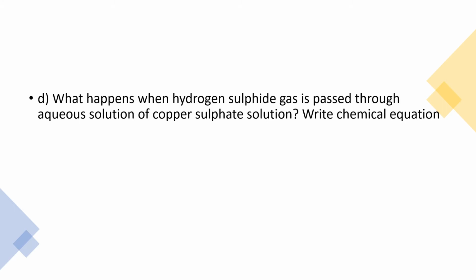Okay. And the last question of this passage based question: what happens when hydrogen sulfide gas is passed through aqueous solution of copper sulfate? You know that copper sulfate solution is CuSO4, okay, copper sulfate solution. So what happens when hydrogen sulfide gas is passed through aqueous solution of copper sulfate? Okay, write the chemical equation.